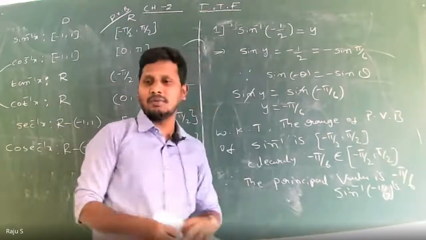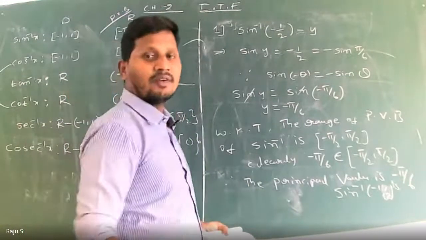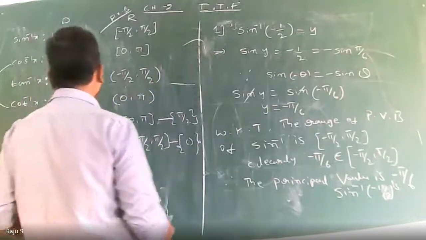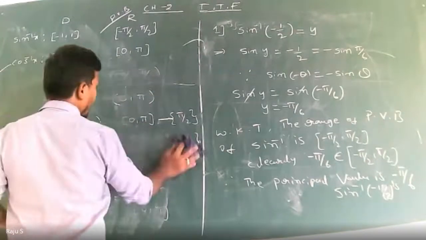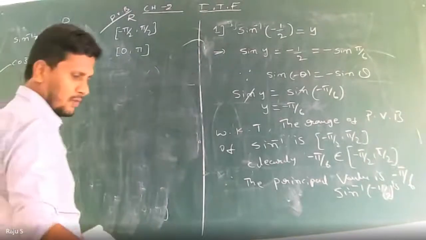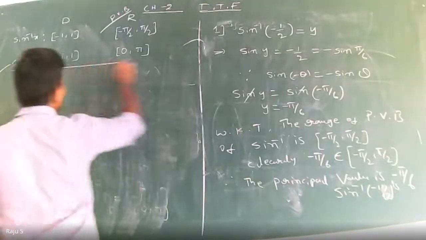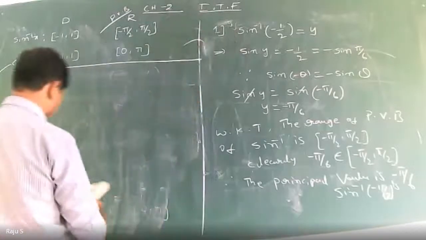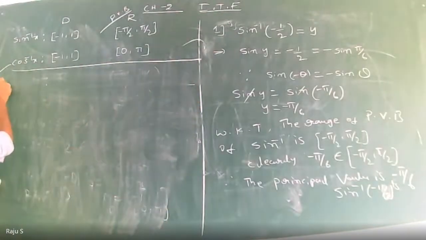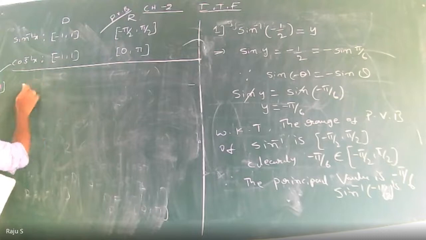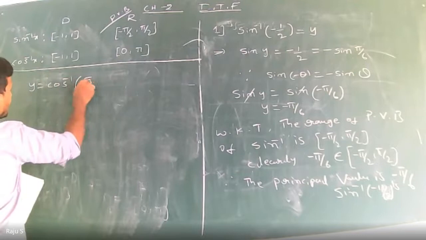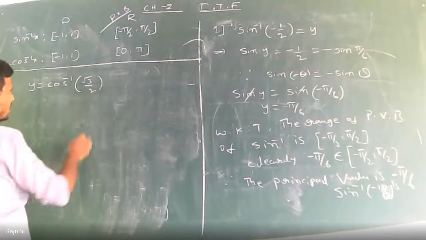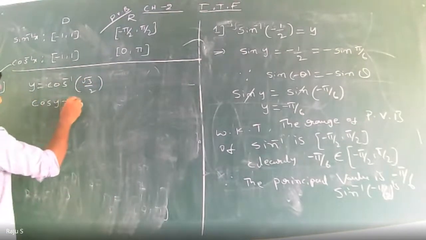Cos inverse of root 3 by 2. We can say very easily. For what value of theta is it root 3 by 2? Cos 30, or 45, or 60. If it is an objective question, we can say directly within 2 seconds. So let us take y equal to cos inverse of root 3 by 2. Then cos y is equal to root 3 by 2.